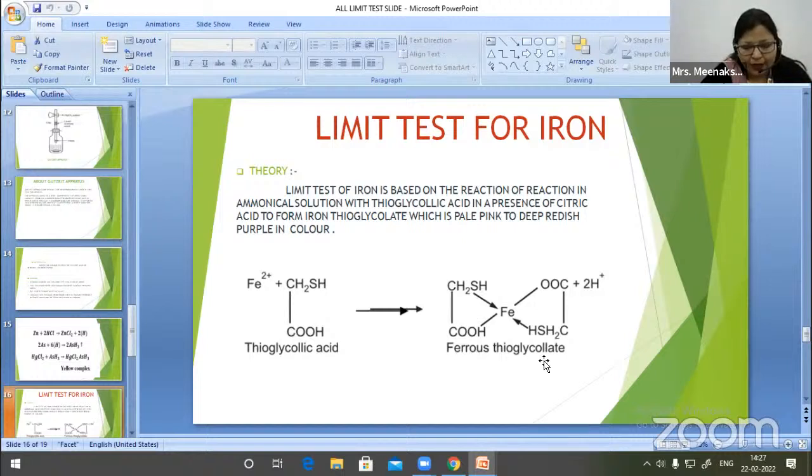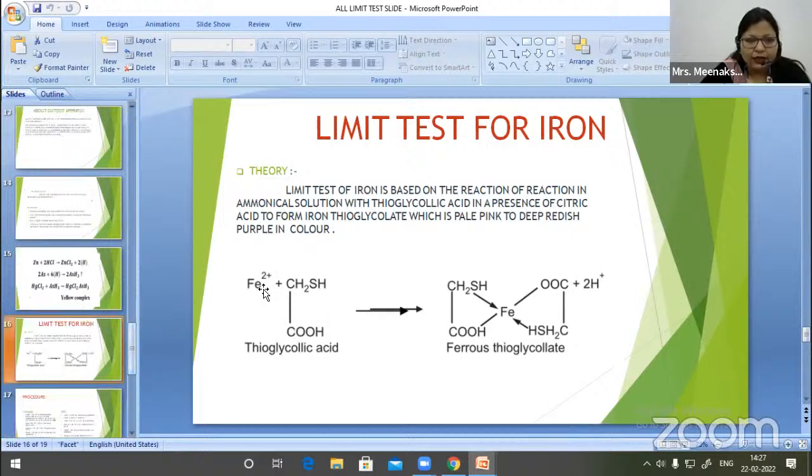The ferrous thioglycolate complex is red in color; it goes from pink to reddish. The intensity of the color from pink to red is measured against that of the standard. So the basic principle is that iron reacts in the presence of thioglycolic acid and forms a ferrous thioglycolate complex, which is pale pink to deep reddish, or may also be purplish in color. So we have to measure the intensity, whether it is a pale pink or a purple.